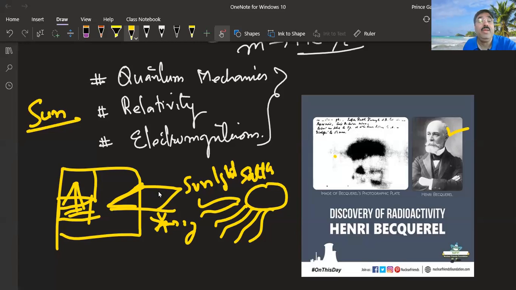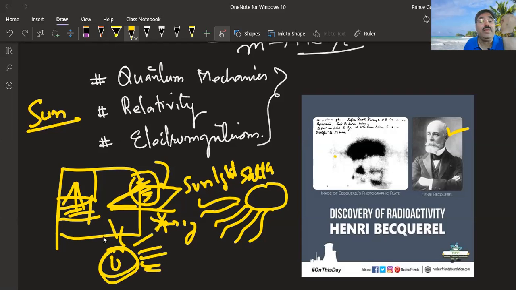Okay. So now he placed his salts on top of it, and then he could see that these salts are creating this distortion on the photographic plates. So therefore he could understand that even if this salt is not exposed to light, without actually exciting it, if you have this uranium salt which has uranium in it, then it is naturally giving out radiations without any excitation due to heat or light. It is capable of giving out these radiations.